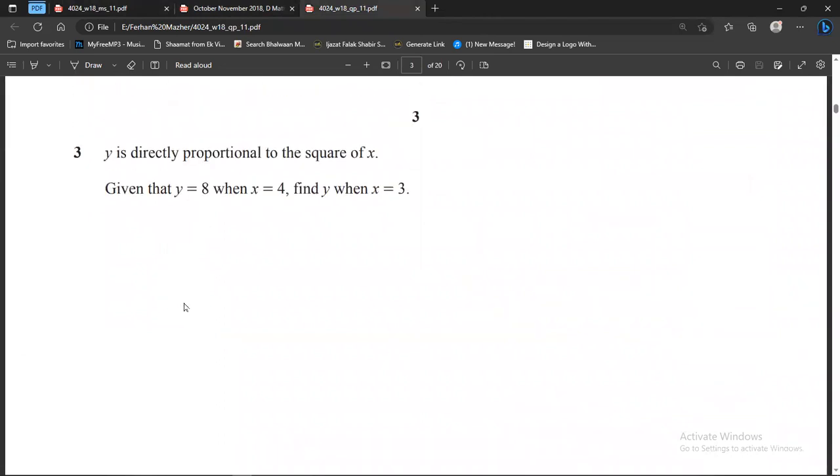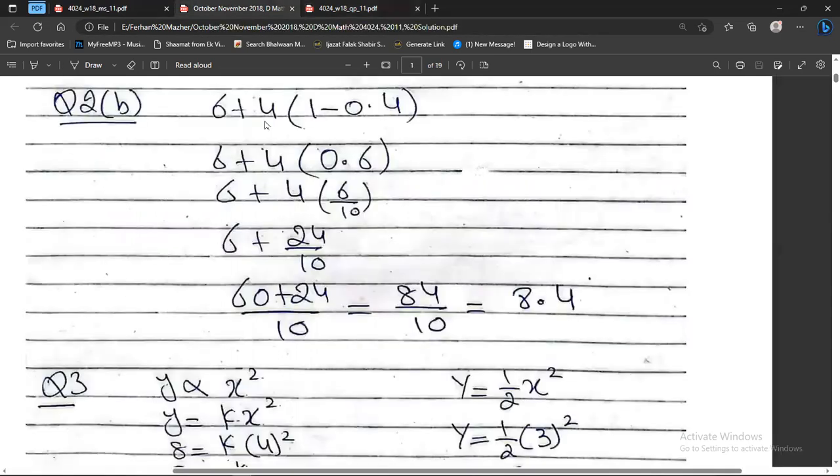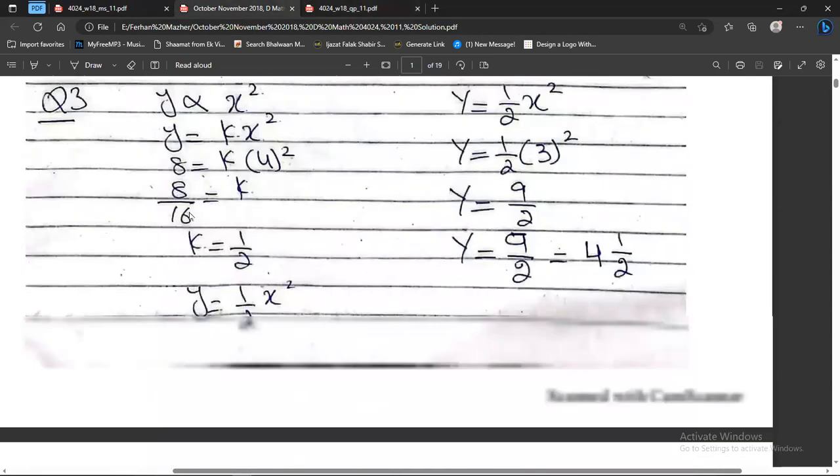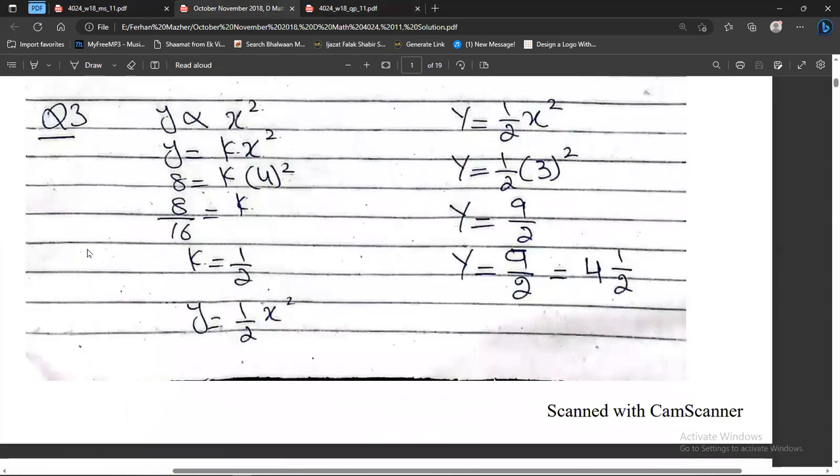Question number 3, and it's a 2 marks question. He says y is directly proportional to the square of x. Given that y is equal to 8 when x is equal to 4, find y when x is equal to 3. So y is directly proportional to x square. So y will be equal to kx square. So y is 8, x is 4. Just put those values there.